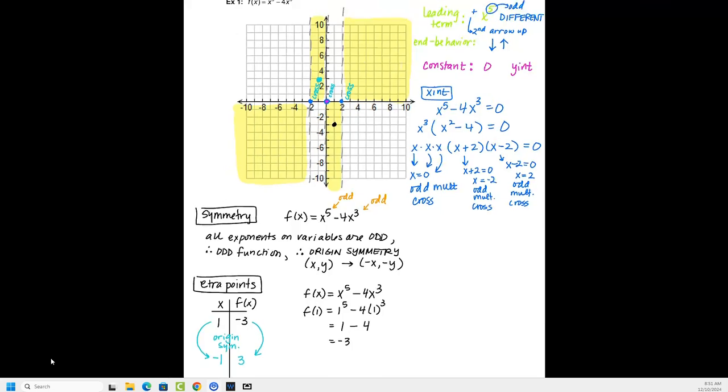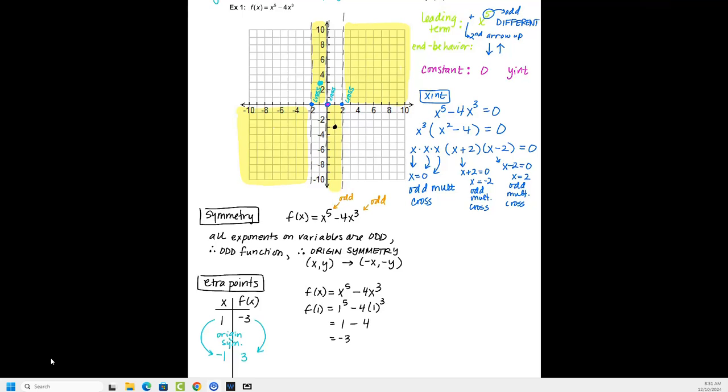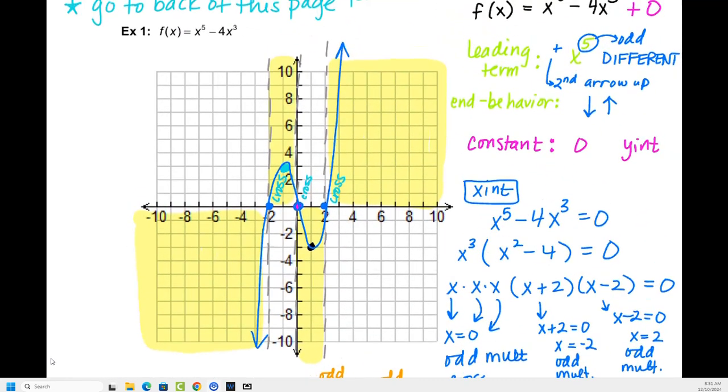Okay, and then we're just going to draw our best polynomial smooth curve through those. So it should look something like this. Okay, it doesn't have to be perfect, but we should have some of those extra points in there. Okay, are there any questions? Okay. So with that, that will wrap up the lesson.